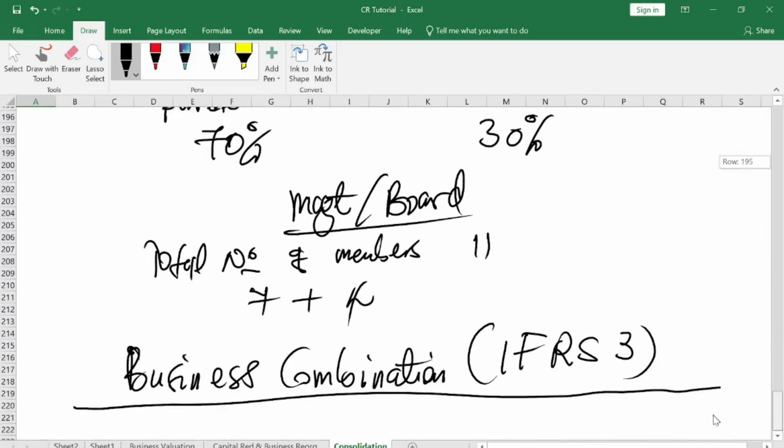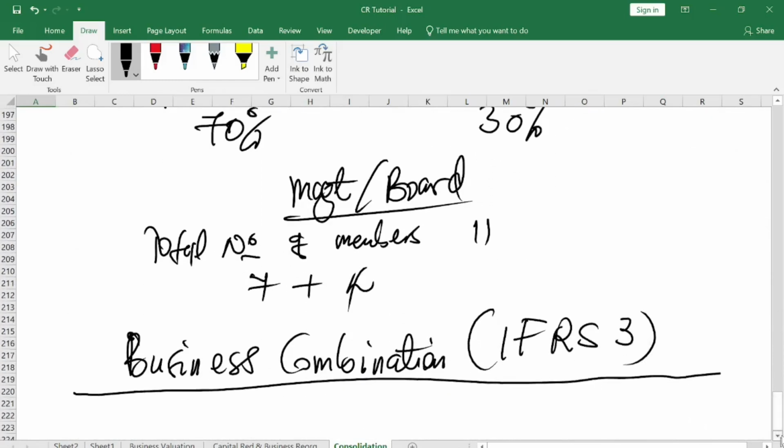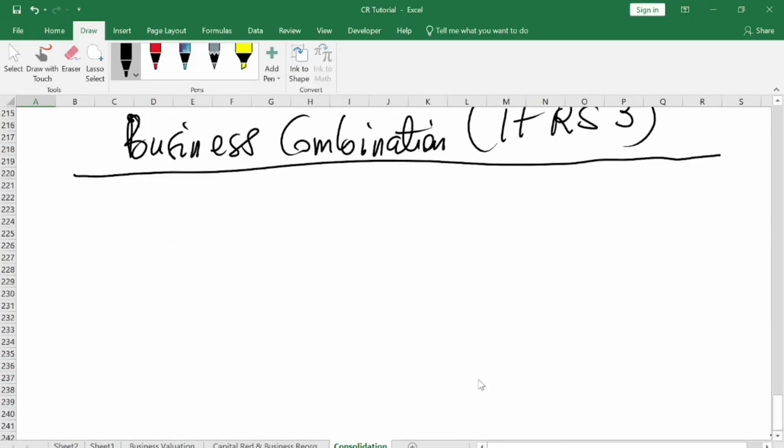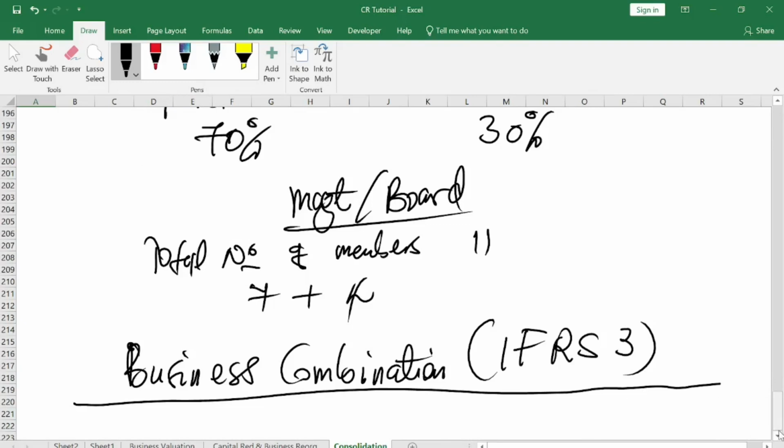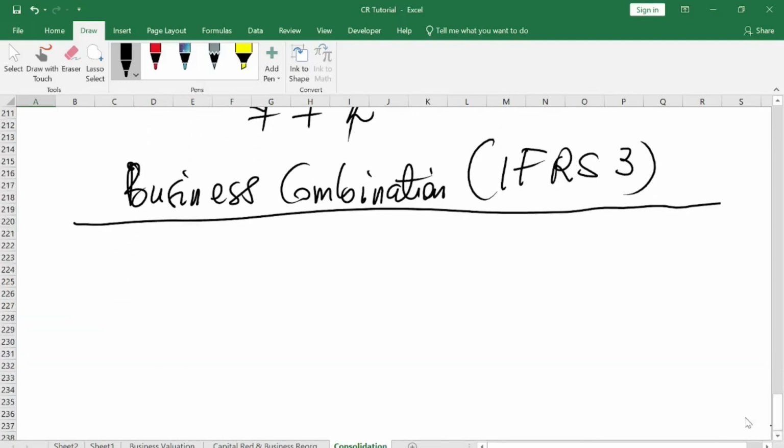So now we are coming to zoom into acquisition of company. How do we acquire a company? That's what we call business combination. It means here you have the forms of purchase consideration under it. I'll bring it back. So we are coming to talk about business combination proper.